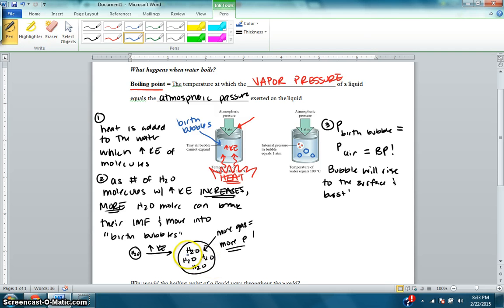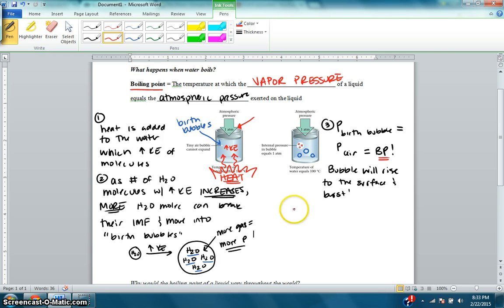So as we get larger numbers of water molecules into our bubbles, we're going to get them rising to the surface and bursting. And so we know that the boiling point has been reached when you have that vigorous bubbling. This isn't right away when you see the first couple of bubbles coming to the surface. This is when you see all the bubbles constantly coming up to the top and rising and bursting. That's when we know we've reached the boiling point.